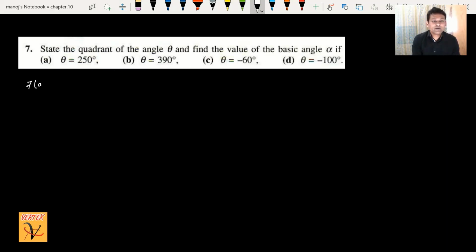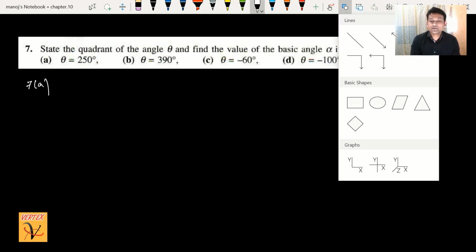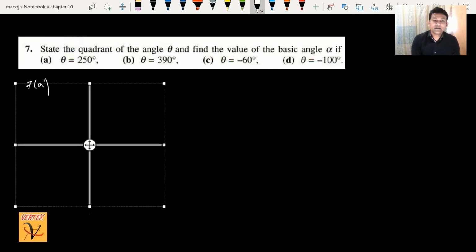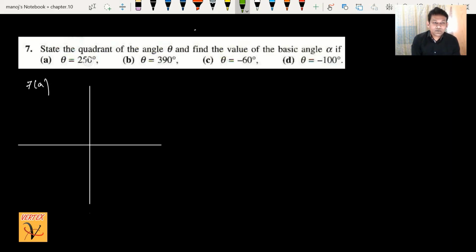In this part, what you need to do is draw axes first of all. In the axes, you have to decide where 250 degrees is. This is a general angle and it is positive. I told you, when the general angle is positive, you have to move anti-clockwise from the positive x-axis. This is the positive x-axis, and I have to move like this. This is 90 degrees, then we have 180 degrees, then 270 degrees, and then 360 degrees.